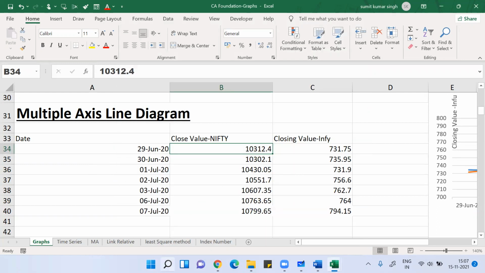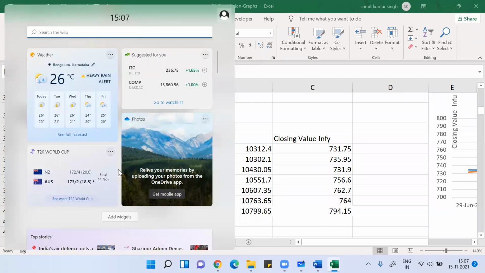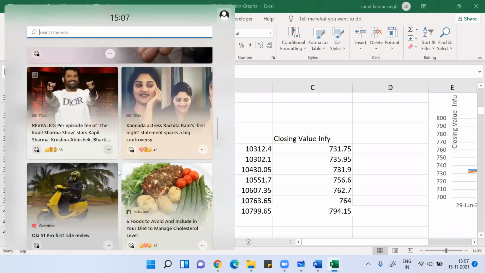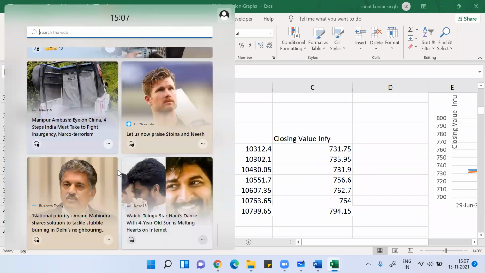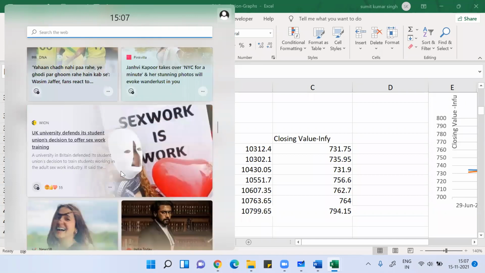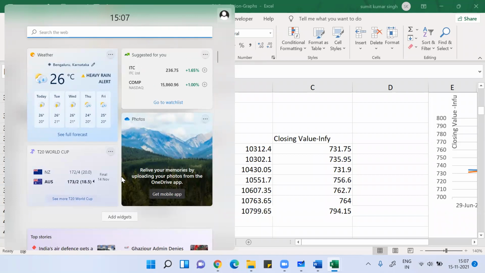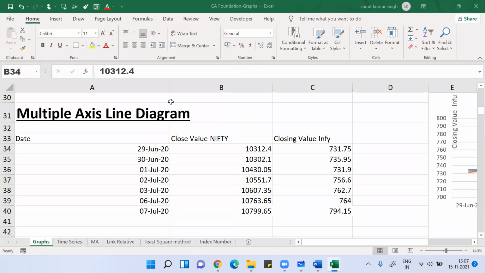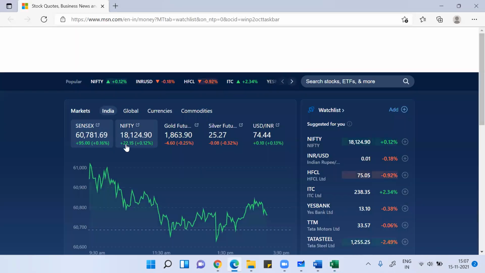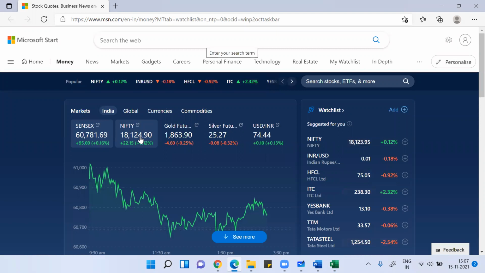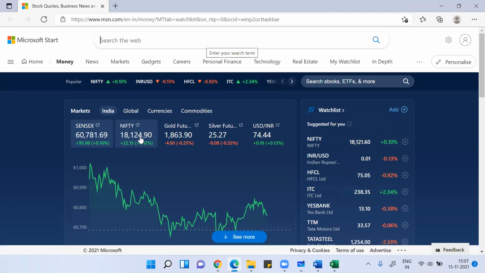Infosys is a public limited company. When we study financial management in second semester, we'll understand this in a much better way, the concept of how IPO and other parameters of the company are done. Just checking the stock price or Nifty value, you can see all the news, everything here. If I go to the watch list and see today's movement, Nifty is around 18,124. You can see this. Sensex is around 60,000.